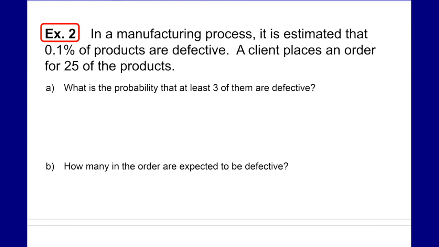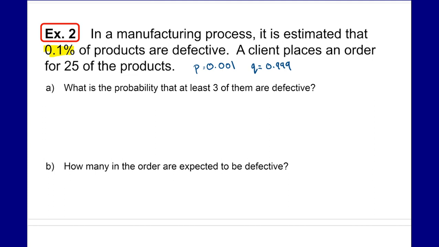Well, probability that at least 3 of them are defective. So because we're looking at this, we can see that it is either a success or failure. It's either defective or it's not. In this case, the probability of it being defective, or p, is 0.001. And the probability of it not being defective is 0.999.